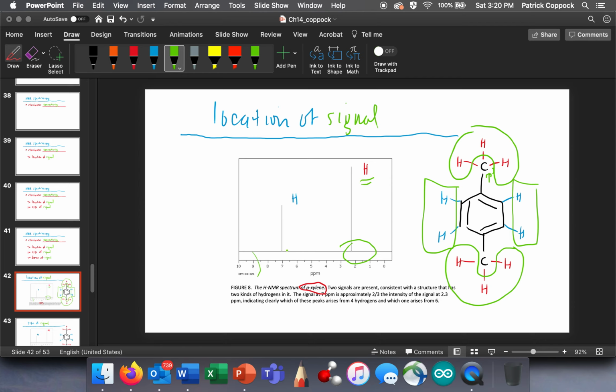Now, the hydrogens on a benzene ring are classically at 6.5 to 8. Watch for that. This is a major red flag when you're analyzing spectra. You see something down here, it's almost guaranteed a hydrogen on a benzene ring. So the location of the signal tells us a great deal about how atoms are connected.